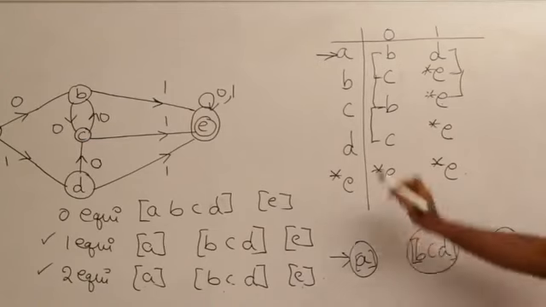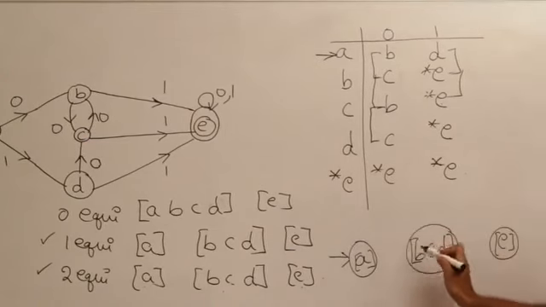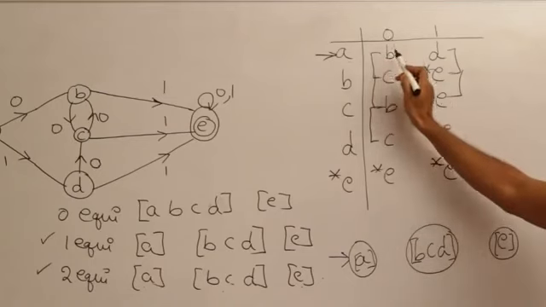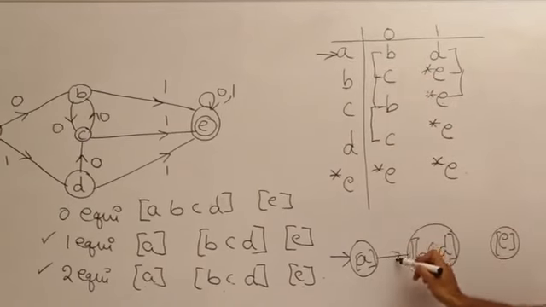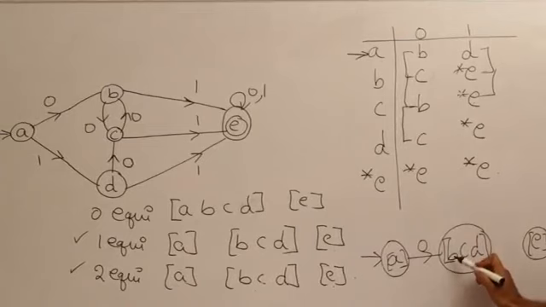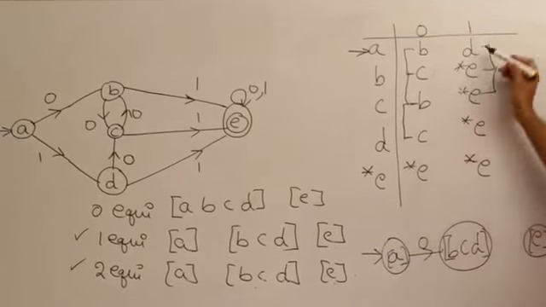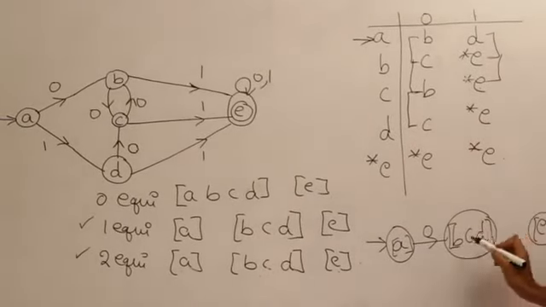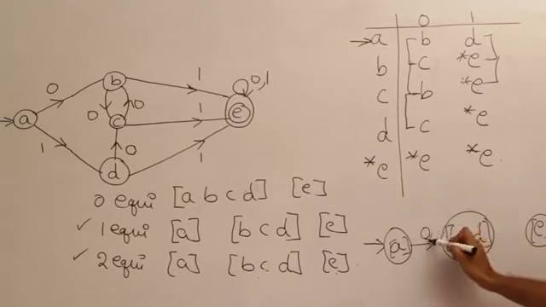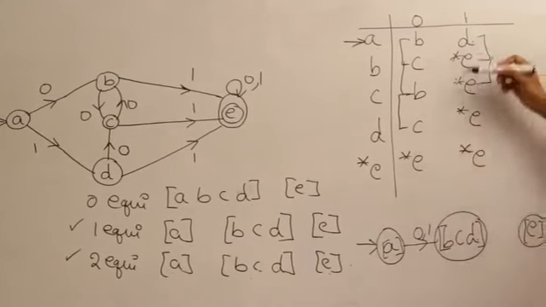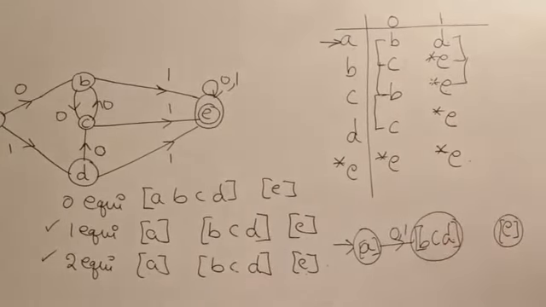Now small a on 0 or 1, it is going to B. Small a on 0 is going to B, which means on 0 I should take it to the state which will even contain B, C, D, right? And on 1 it is going to D, which means it is again B, C, D. See, if it is going to D, then make a transition to a state containing D.